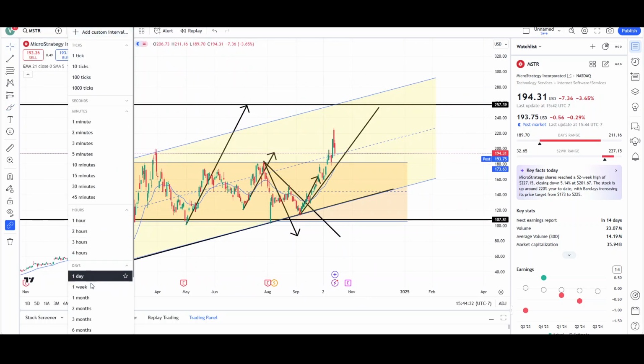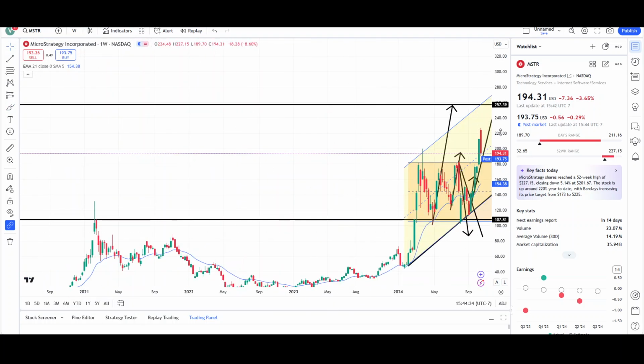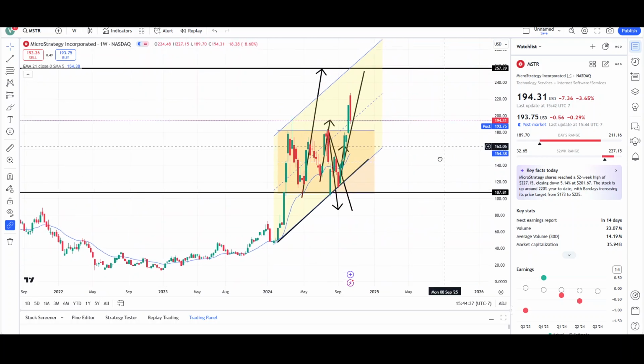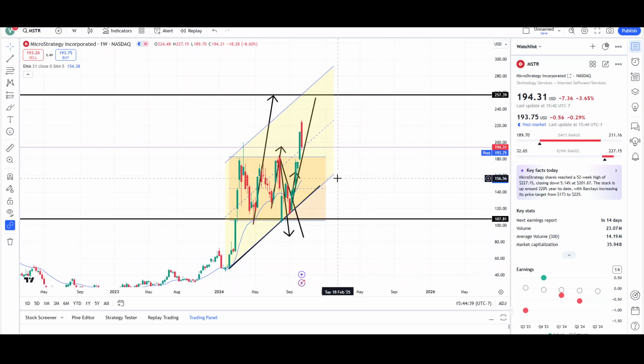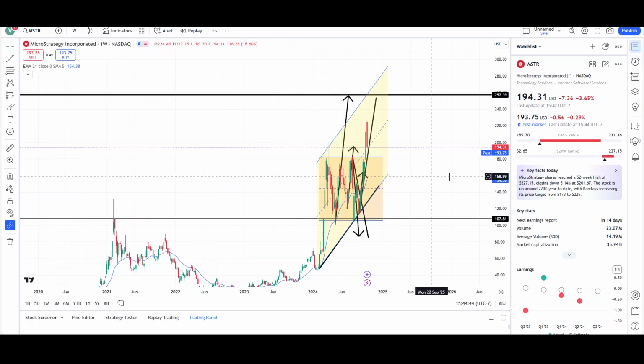Let's take a look at the weekly chart. Not much else to say except this week has been pretty bearish, but it's not over yet. And again, it's far away from that EMA, but overall still bullish, and I'm expecting the 257 level.